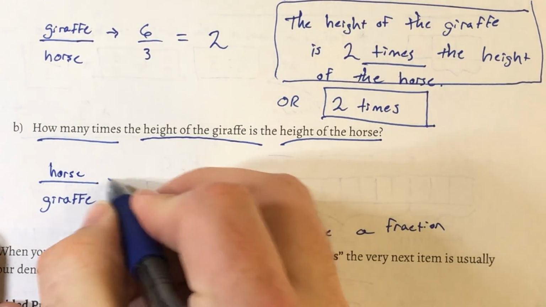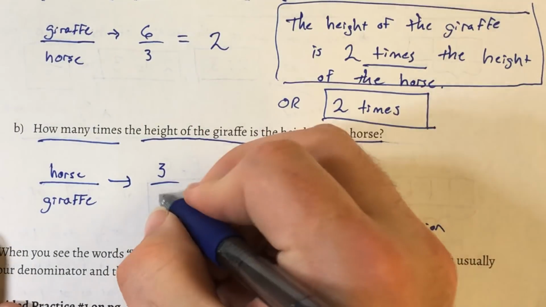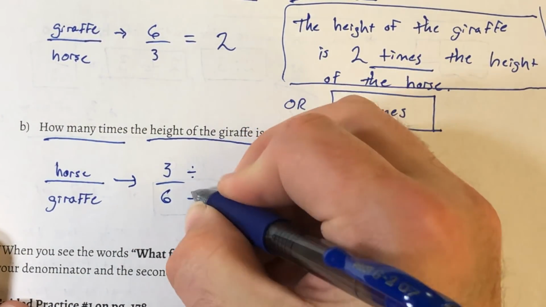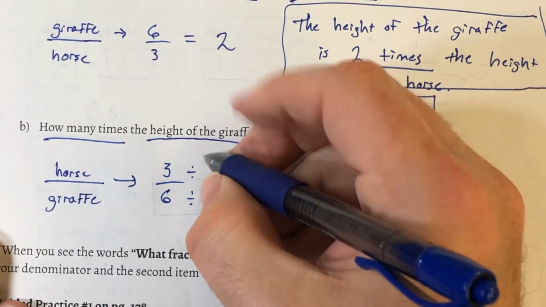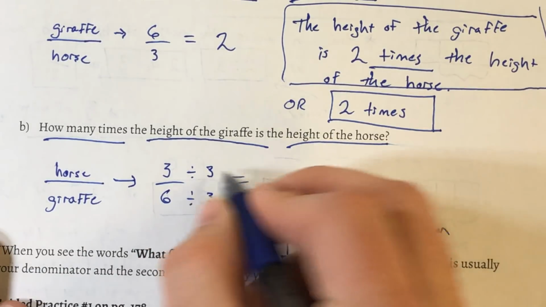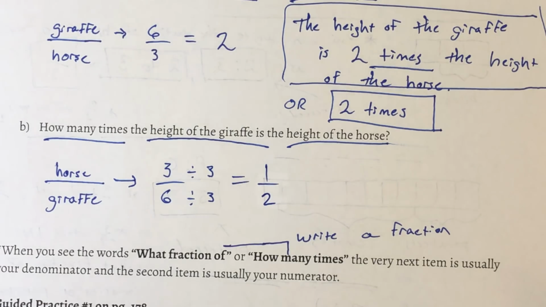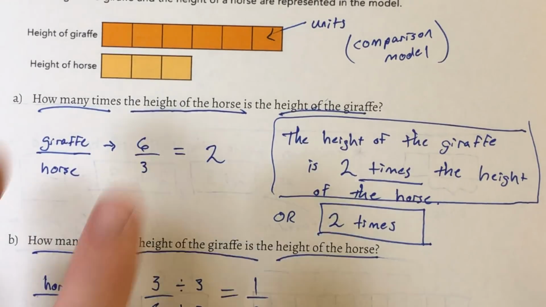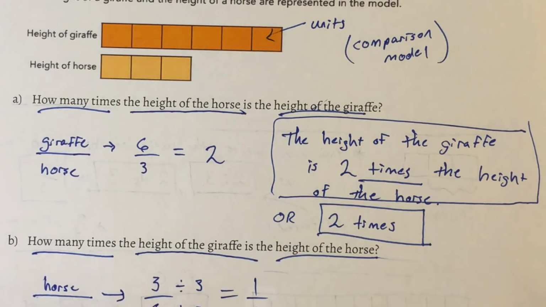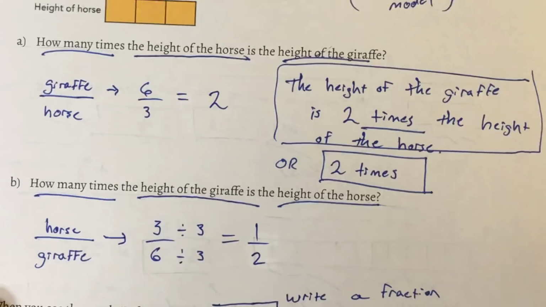All right, fill it in with numbers. Horse is 3 units. Giraffe is 6 units. It's proper, but 3 and 6 have common factors, so you got to simplify. Always and forever. It's never going to change. So divide by 3, divide by 3. 3 divided by 3 is 1. 6 divided by 3 is 2. So basically we're saying the horse is only half as big as the giraffe. So the horse is 1/2 times the height of the giraffe. That's our answer.